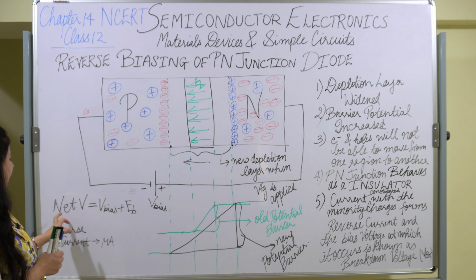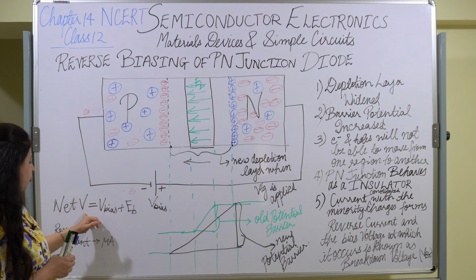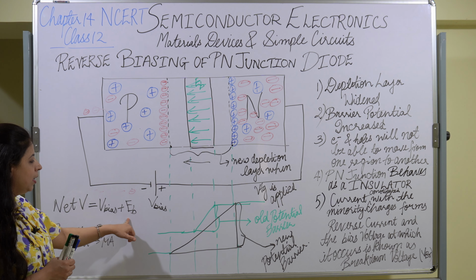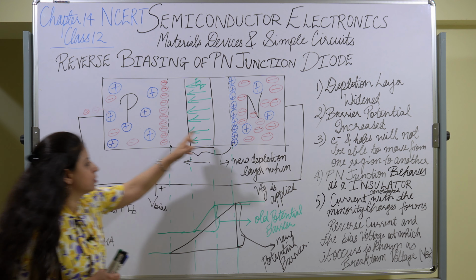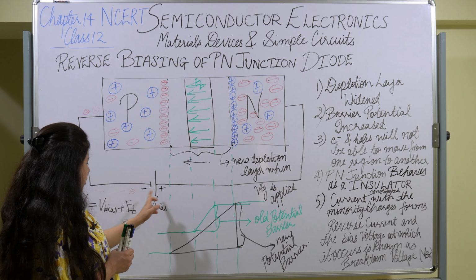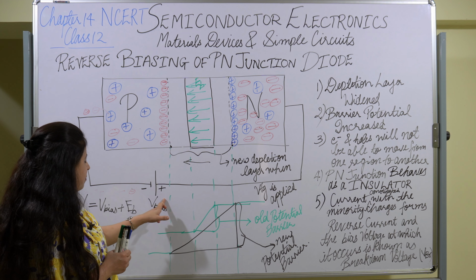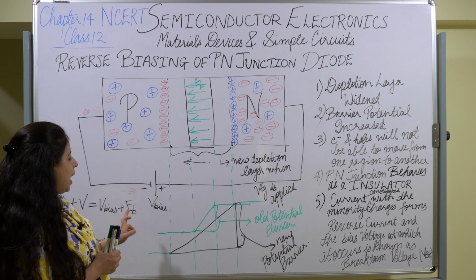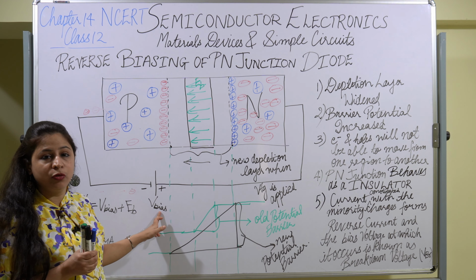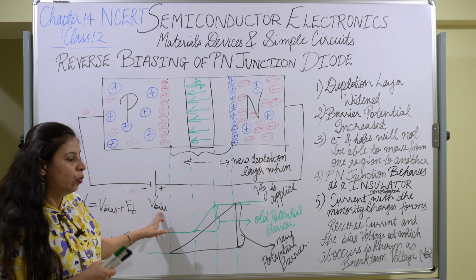So when I apply my V bias, the total V will be V bias plus EB. So when electrons flow from this region to this region, my V will be equal to V bias plus EB, and that V bias will be known as the breakdown voltage.